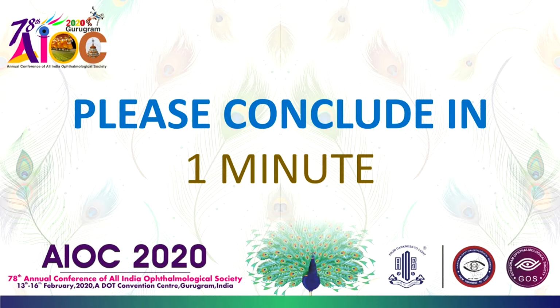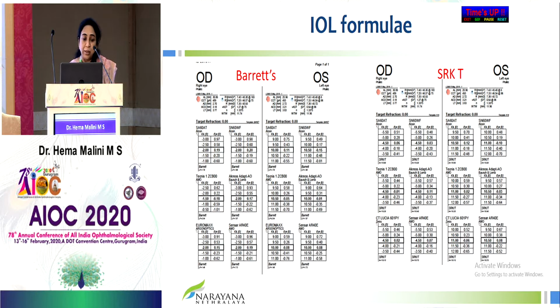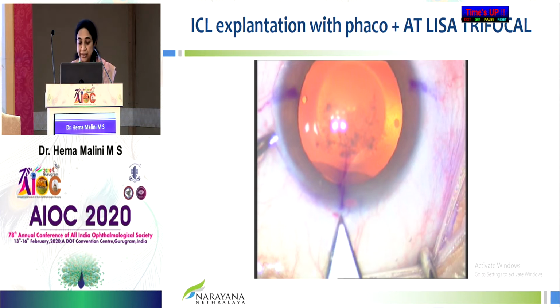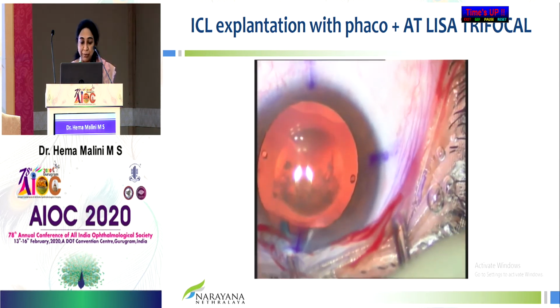Normally whenever there is another IOL inside the eye, as in bilensectomy, the correct axial length measurement would be based on the axial length along with a correction factor. But here the correction factor for ICL is extremely small. It's about 0.11 only. Therefore you need not make any specific changes in the axial length measurements. The IOL formulae that are reliable in these cases would be either Barrett's or SRK/T. So this is another video which shows ICL explantation followed by phaco and trifocal lens implantation.